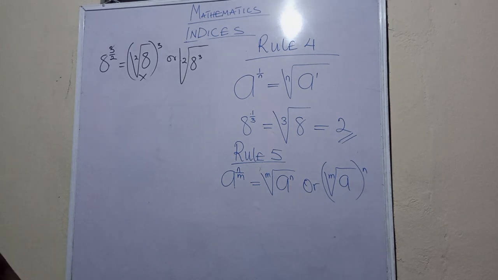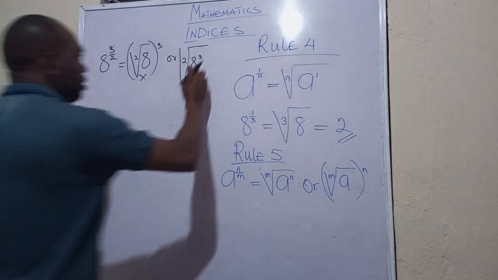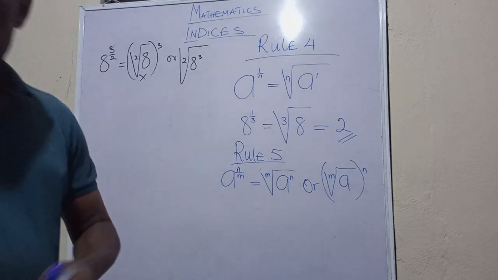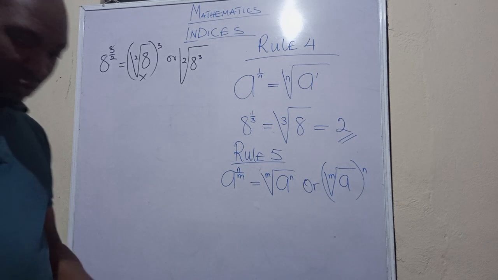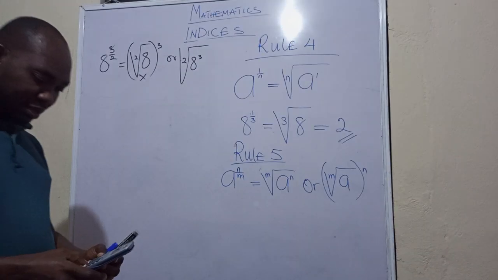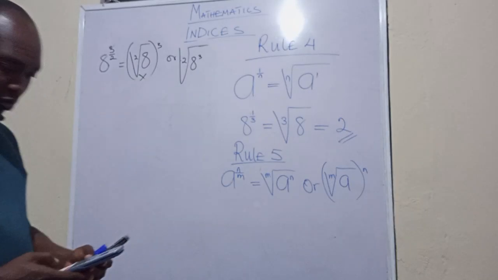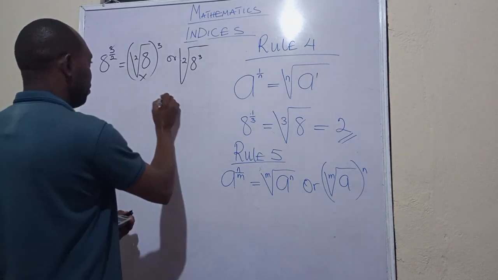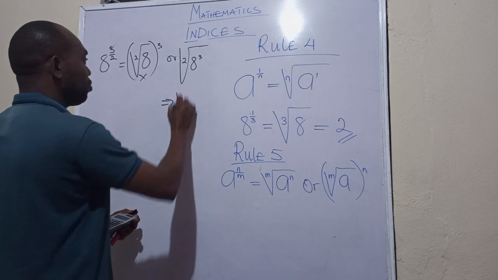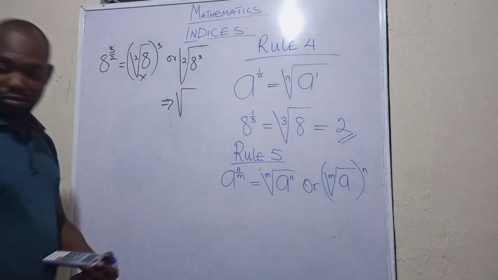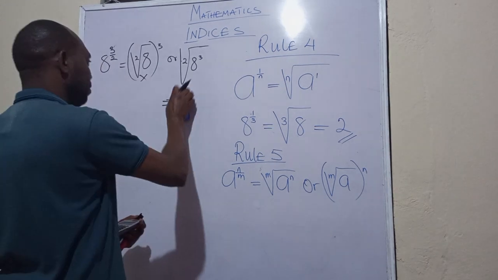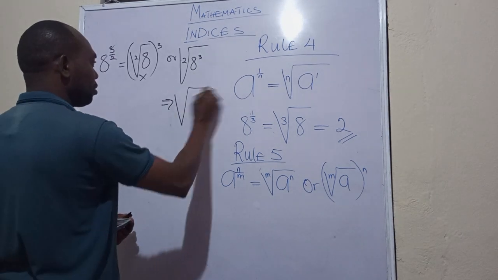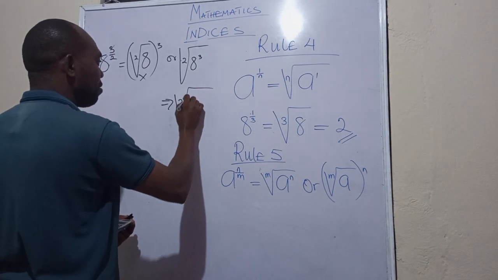But now let's see for this. The 3 root of 8 will be 8 times 8 times 8. So we have 8 times 8 times 8, and it equals 512. So we will now have, to be the square root, we now have the square root of 512.